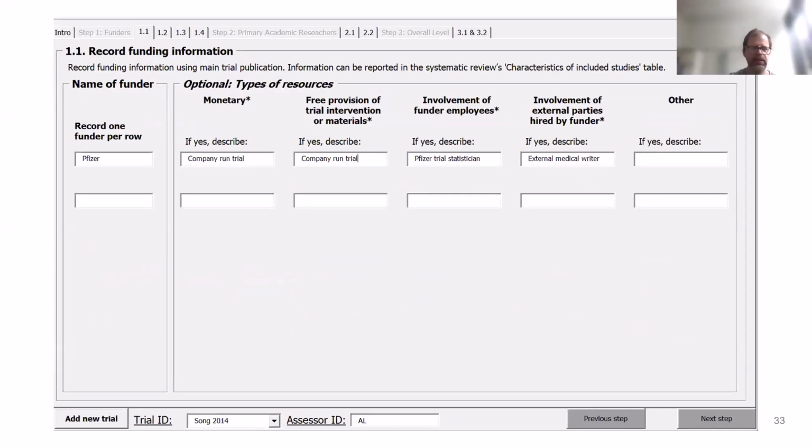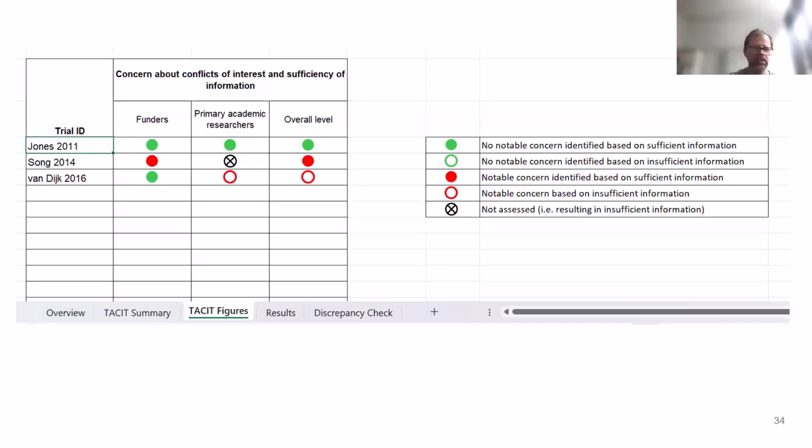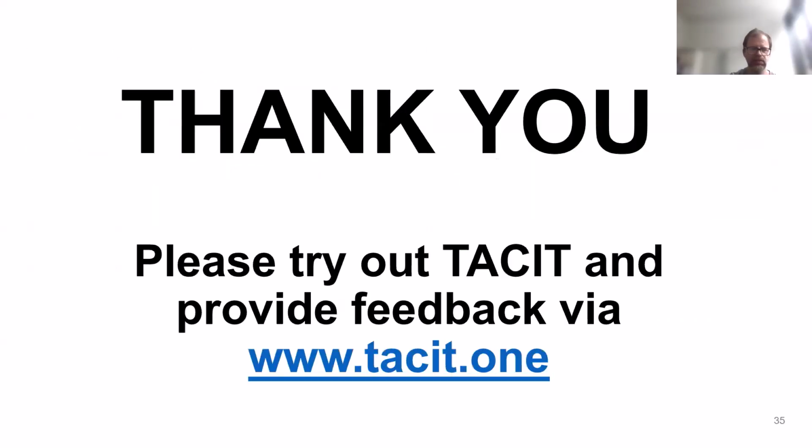So here's just an example of how you can record funding information in the trial in a stepwise fashion. And lastly, the Excel-based version allows you to give you output in these TACIT-based traffic light figures that you can then include in your review. If you use the Word-based template, you need to do that manually, but you can use this Excel-based version to assist you in providing and making these figures.